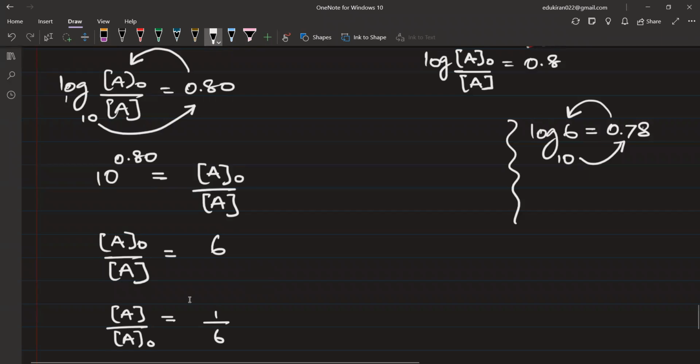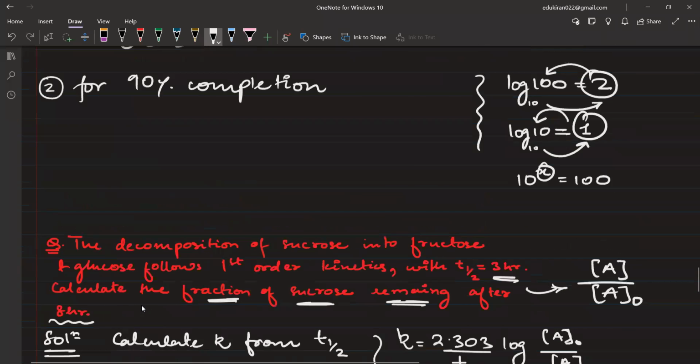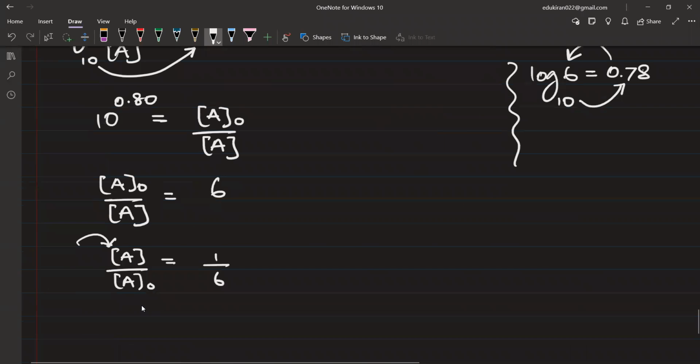Fraction of sucrose. Sucrose goes to glucose and fructose. Fraction of sucrose remaining, that was the question. After 8 hours, 1/6 will be remaining. No matter what you start from, after 8 hours, 1/6 of it will be remaining.